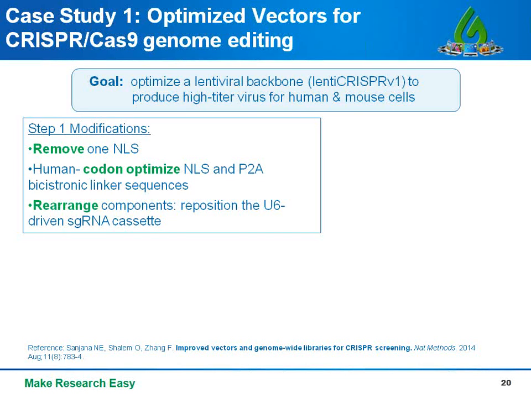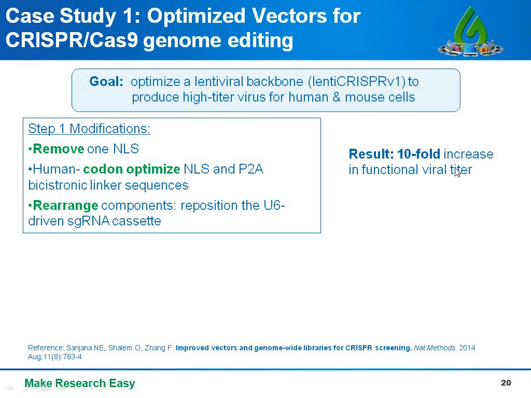So they did that. And then finally they thought, well, what if we rearrange the components? They tried a few different rearrangements, and they ended up repositioning the U6-driven sgRNA cassette in a different place from where it had been before. So let's see how their efforts yielded a result. They found a 10-fold increase in functional viral titer with all of these changes.